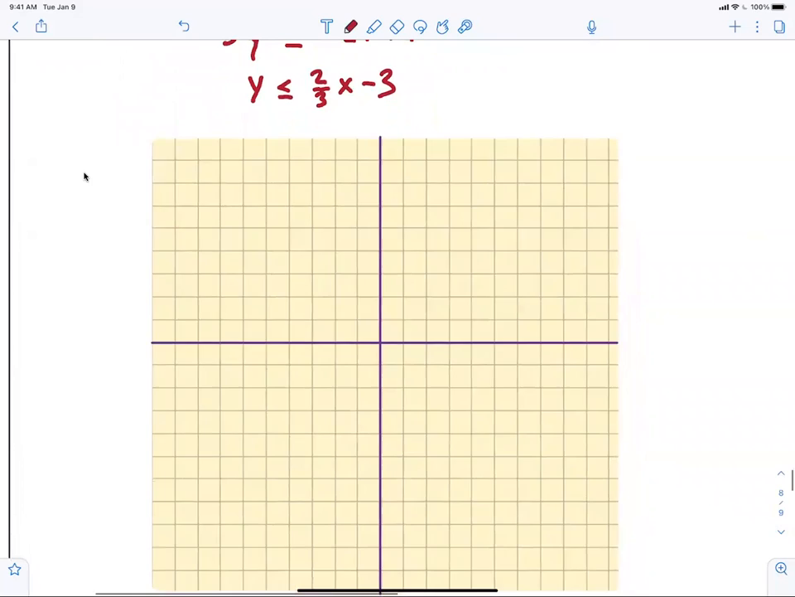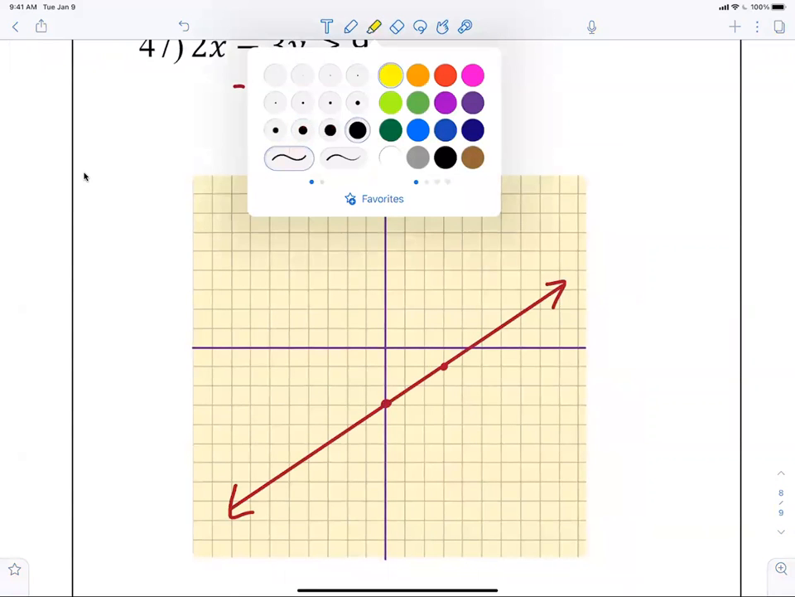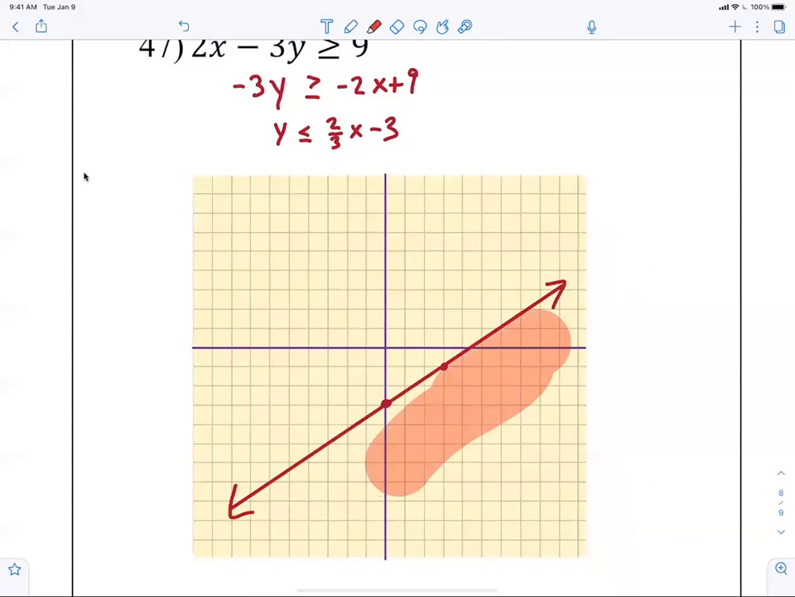Okay, so now what do we do? Mark the negative 3, then go up to the right 3. Draw the line, solid, right? And then shading where? Shading below. All right, let's not spend too much time coloring. I know some of you enjoy it, so leave your color markers, don't do that.